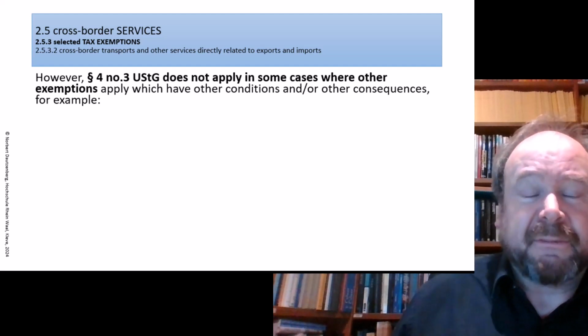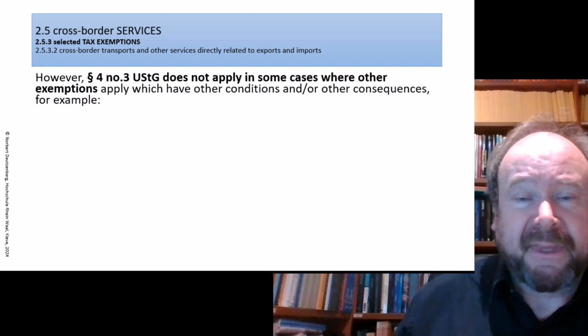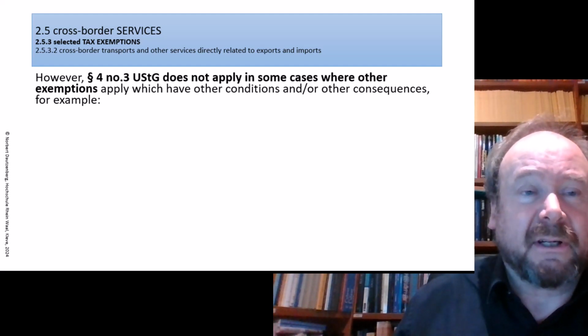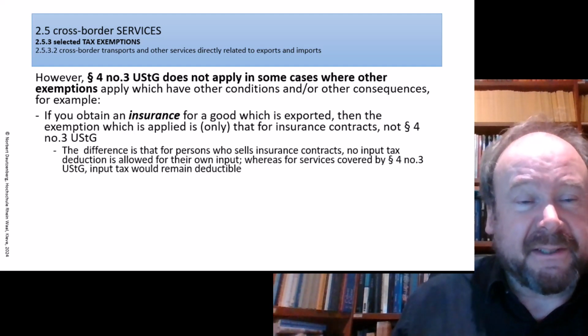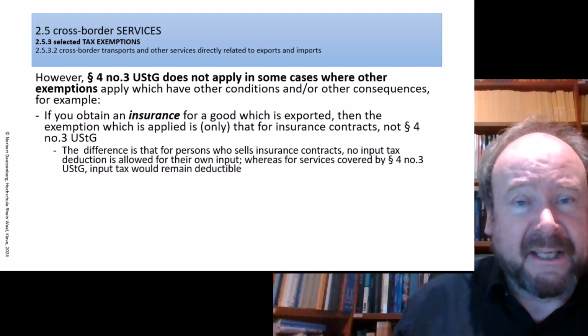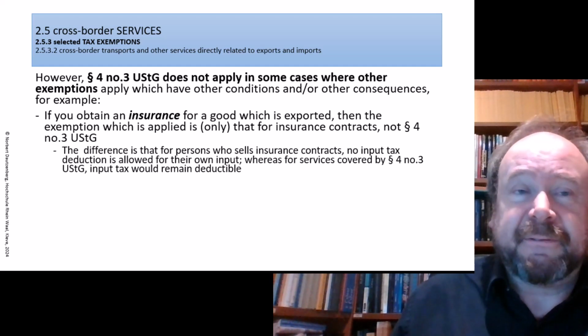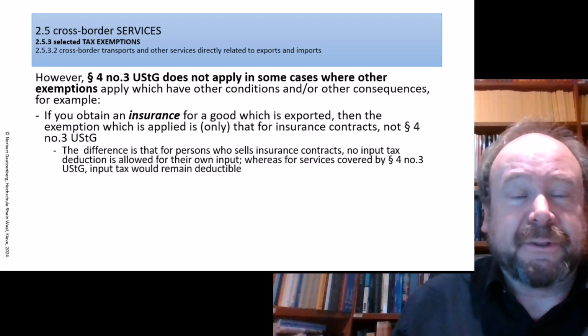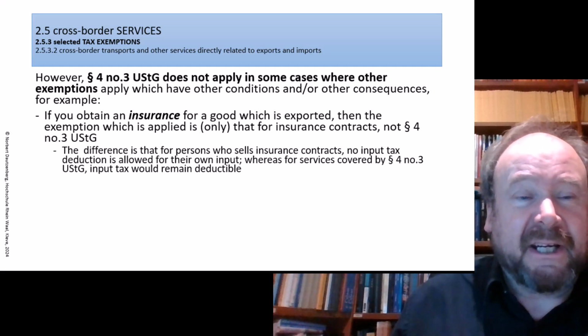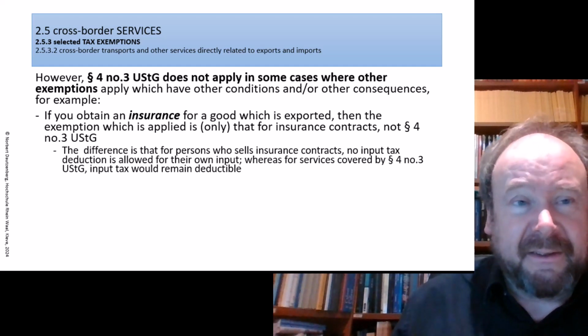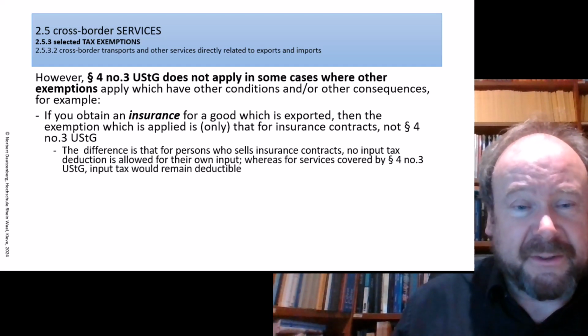Last remark, 4(3) does not apply in cases where other exemptions might prevail or might apply, which are granted under other conditions or with other consequences. For example, the last sentence in 4(3) explicitly underlines that if you obtain an insurance contract for a good which is exported, then the insurance contract will be free of VAT. However, the applicable rule is then not 4(3), but 4(10), the general exemption for insurance contracts.